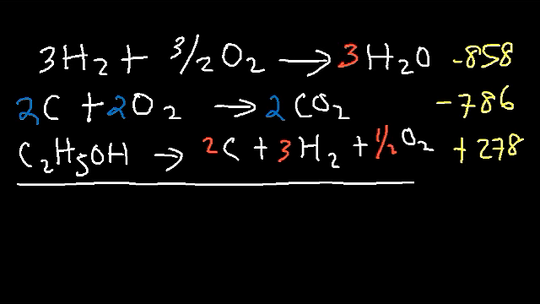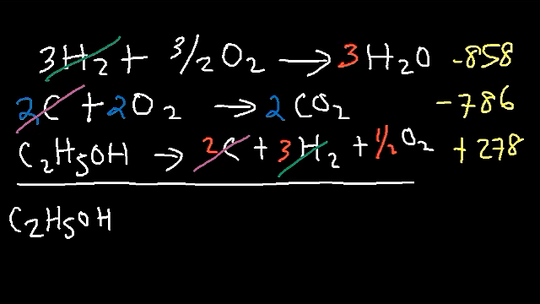So if we add them, notice that H2 cancels. We have 3H2 on the left and 3 on the right. So they completely cancel. In addition, the two carbon atoms cancel. They're on opposite sides. And that's about it. On the left side, we have ethanol, which is C2H5OH. So everything on the left is simply going to drop down.